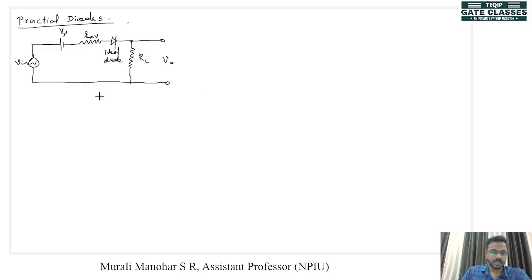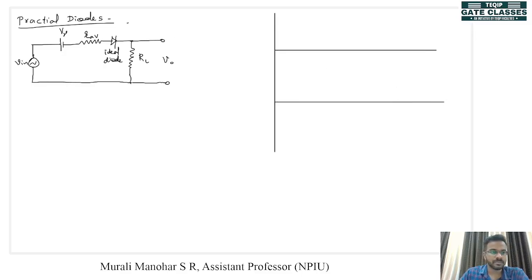Okay. So here we can draw the input and output waveforms. This is V in, which is Vm sin omega t, and this is now omega t. Okay.